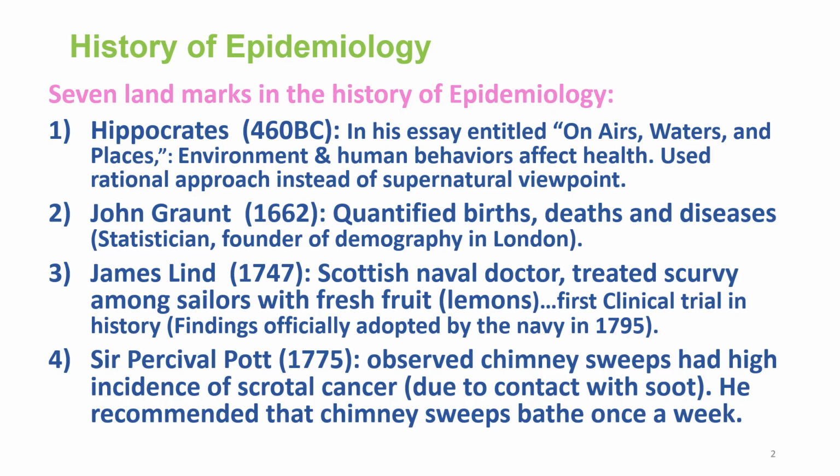Then followed by John Grant. John Grant in 1662 quantified births and deaths. He started making lists and counting births and deaths of diseases.